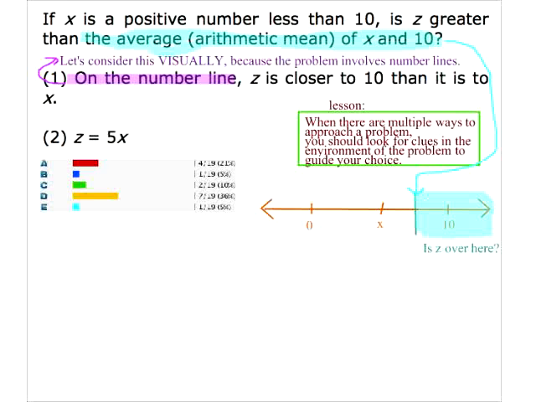So, well, number one, the great thing about this is that is exactly what number one says. Z is closer to 10 than it is to x. Well, if you think about which points are closer to 10, it's exactly those points. So, statement one, the points that are closer to 10 than to x are exactly the points that are to the right of this midpoint.